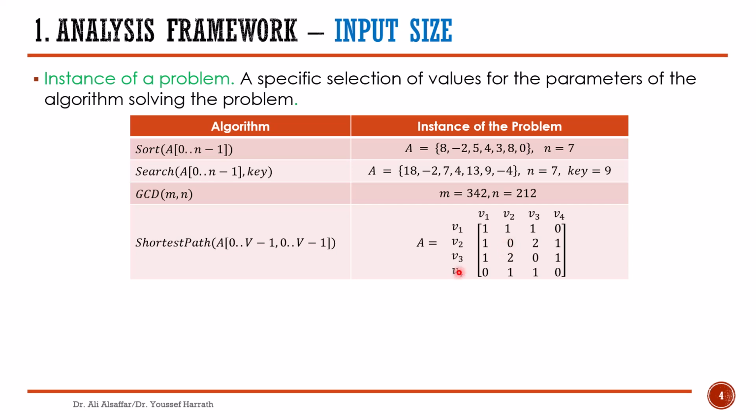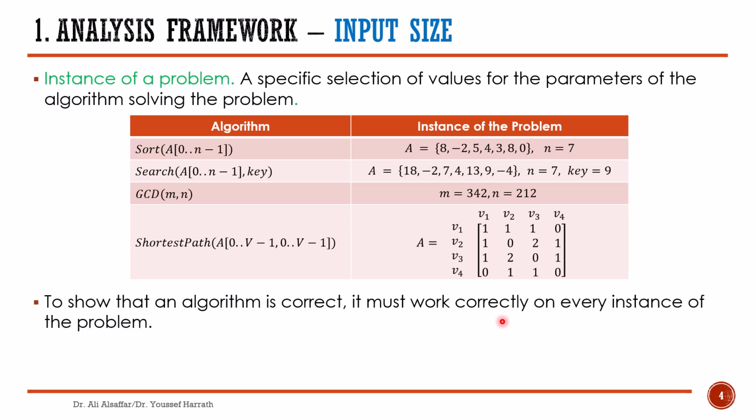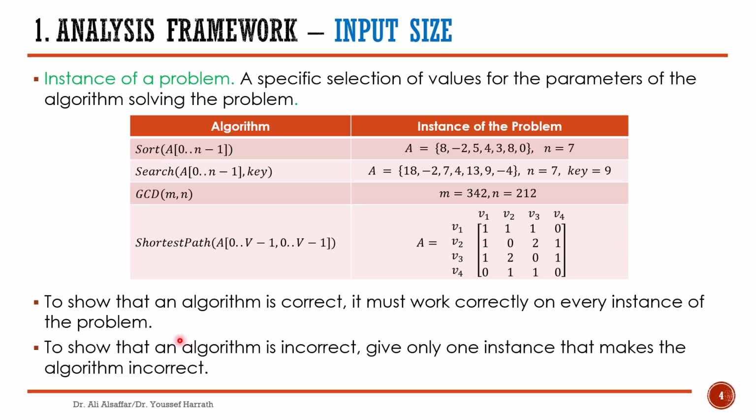Now as a remark, different instances of a problem might generate the same output. However, no particular instance generates different outputs. And as another remark, most interesting problems include an infinite collection of instances. Now, to show that an algorithm is correct, it must work correctly on every instance of the problem. And to show that an algorithm is incorrect, give only one instance that makes the algorithm incorrect.